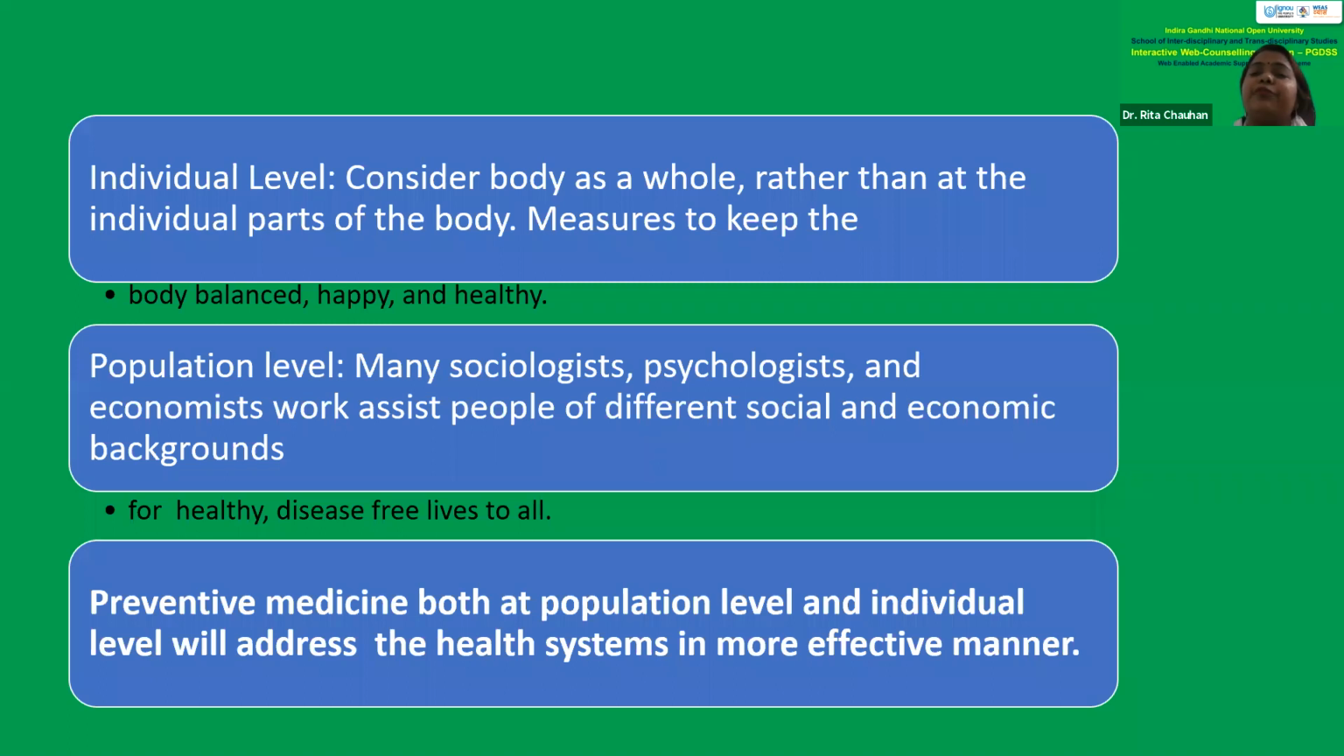Whereas when we look at preventive measures at the population level, we have to look from a society point of view, at a group of people. What are the psychological problems people are facing? What are the sociological challenges people are facing? What are the economic conditions people are undergoing, which can cause unhealthiness in a person? So the motive there will be to make the entire population disease-free and healthy.